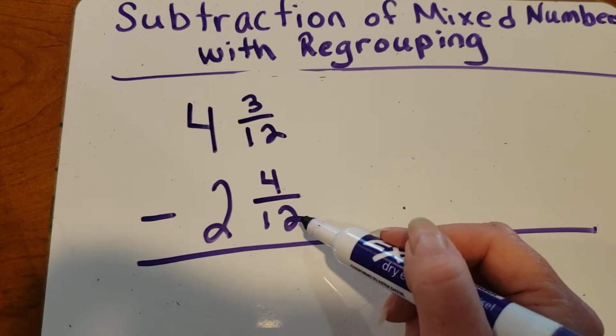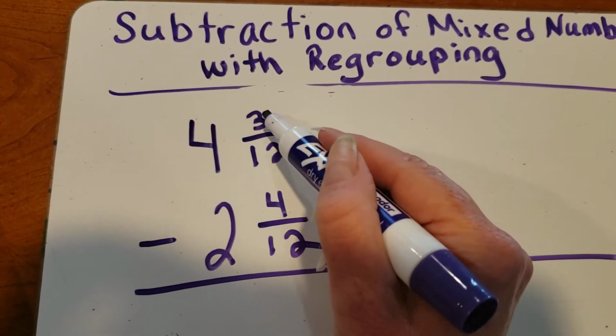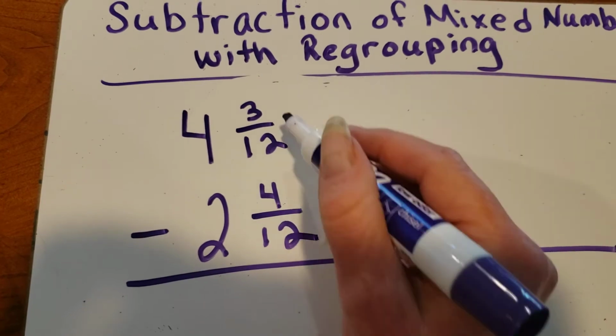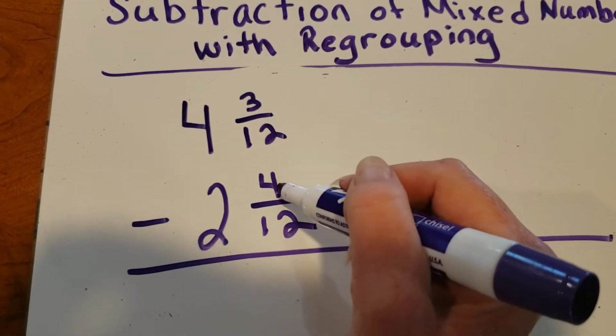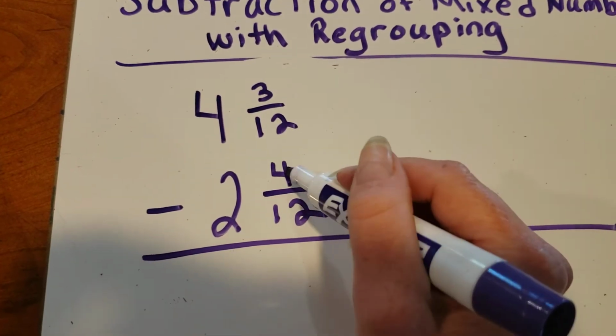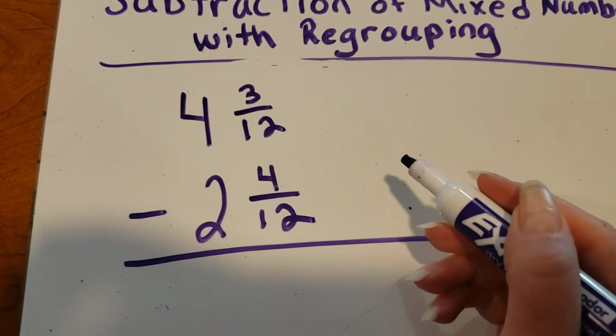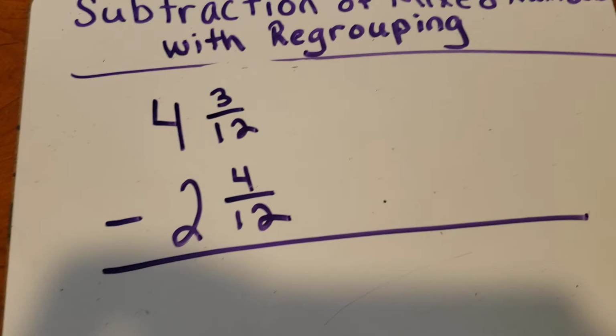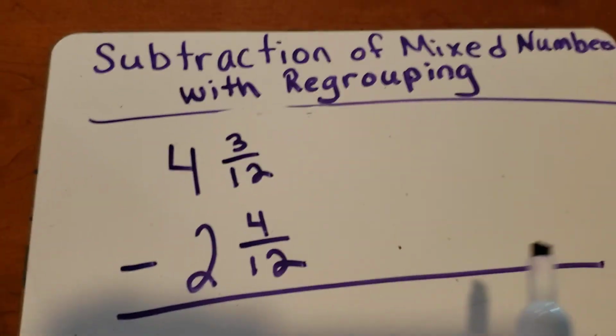The next thing we need to do is make sure that we can subtract the numerator in the first fraction minus the numerator in the bottom fraction. Now, 3 minus 4 is not possible. We cannot do it. If I have 3 of something, I cannot take 4 of it away.